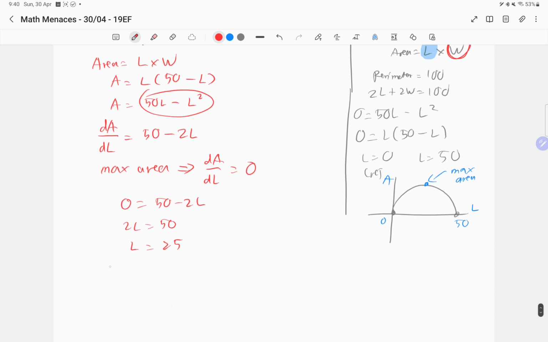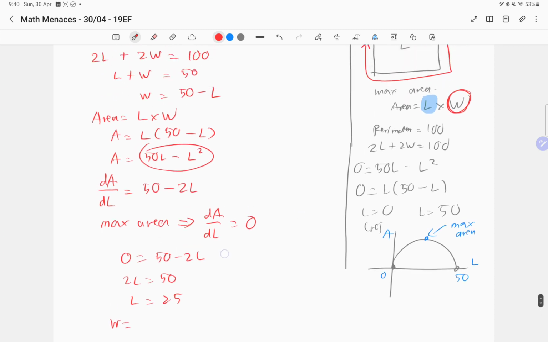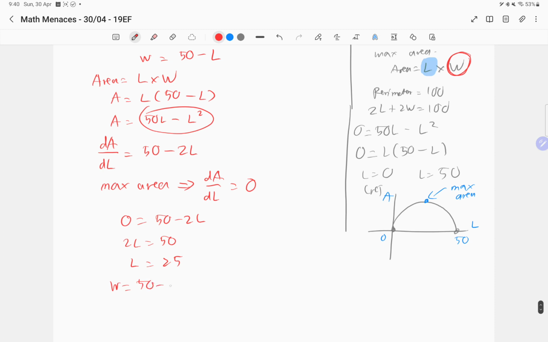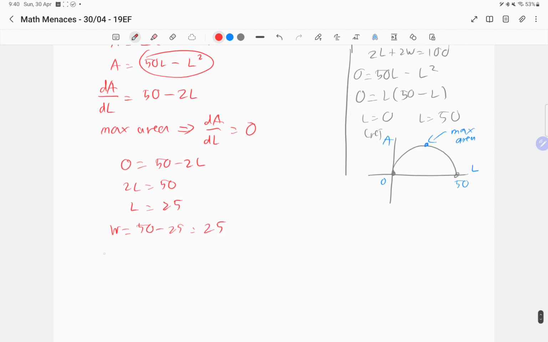Yeah? And then because of that, the width would be 50 minus 25, which is also 25. Alright? And so the maximum area is just 25 times 25, which works through that.